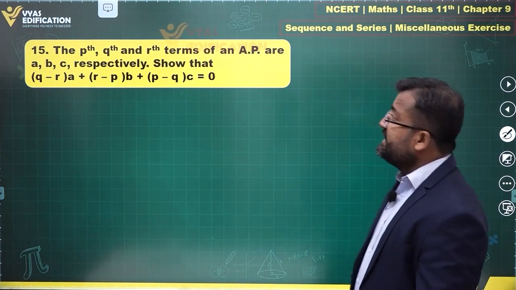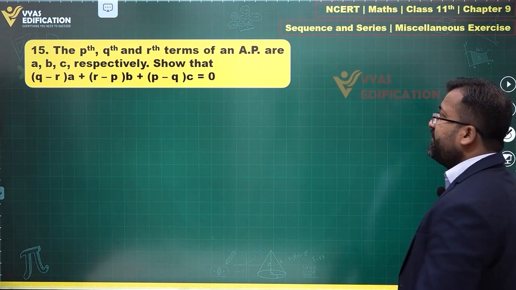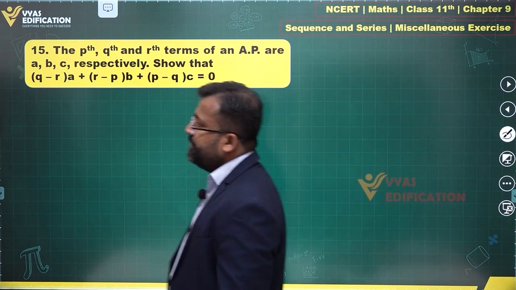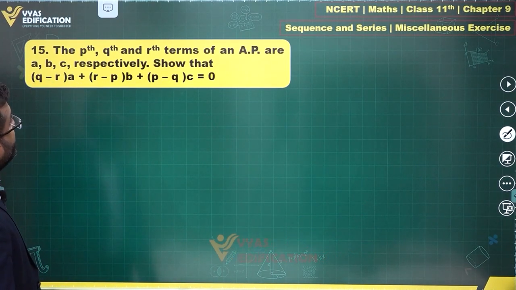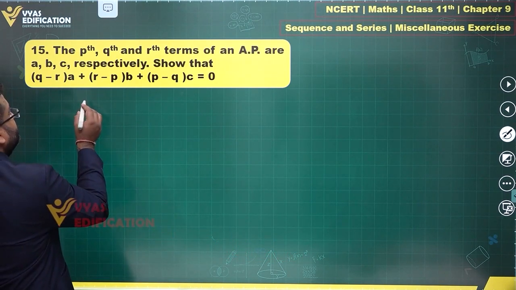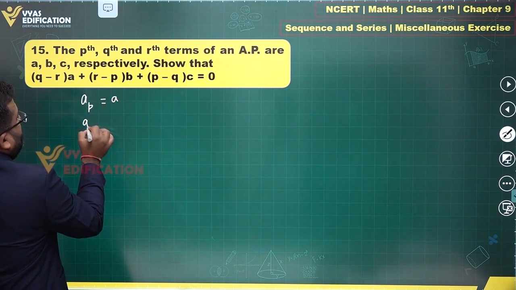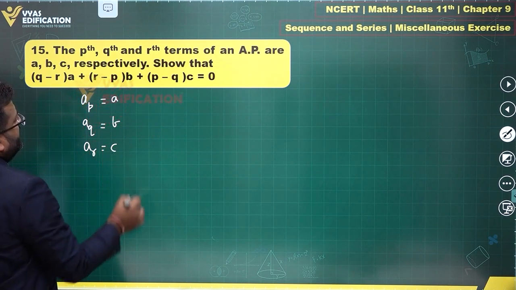Question number 15 says the pth, qth and rth terms of an AP are a, b, c respectively. Show that (q minus r) times a plus (r minus p) times b plus (p minus q) times c equals 0. The pth, qth, rth terms of an arithmetic progression are a, b, c respectively. So, the pth term is equal to a, the qth term is equal to b, the rth term is equal to c.